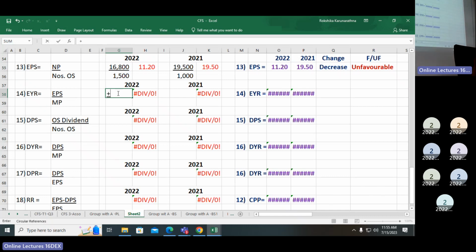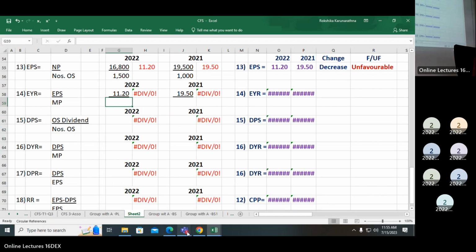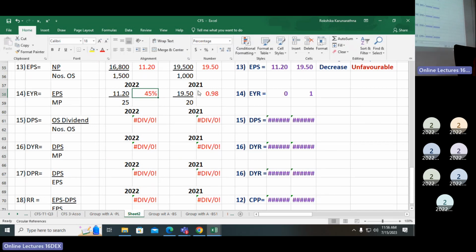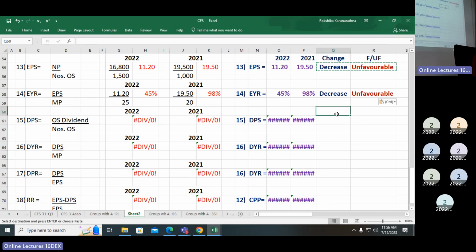Then earning per share already calculated. Divide by market price. Market price is given, 25 and 20. Right? So earning yield also decreases, which is unfavorable.